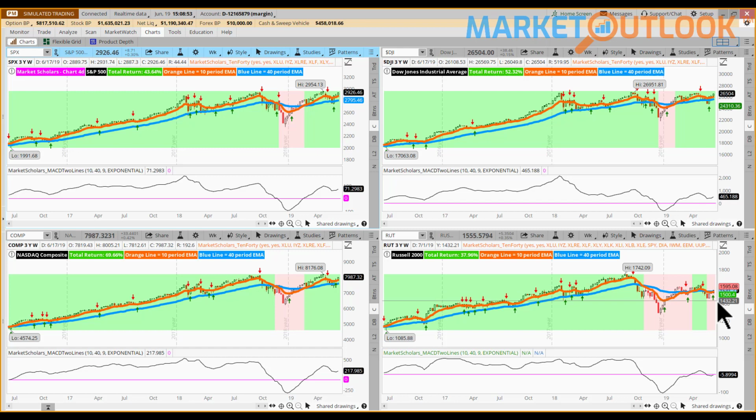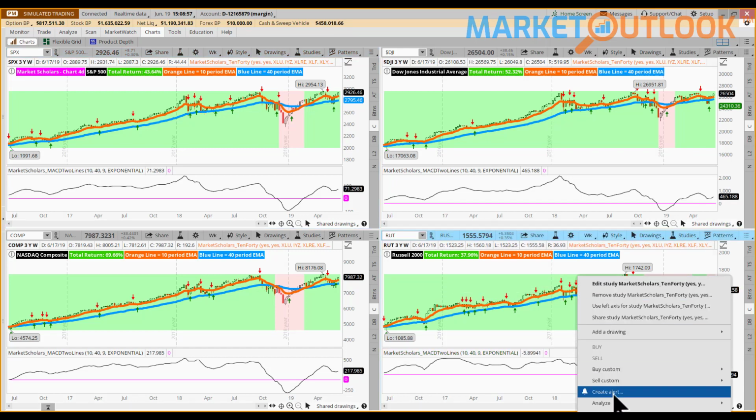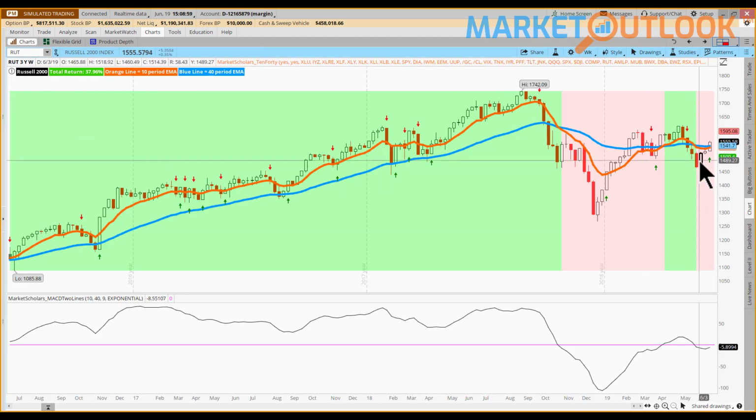However, the Russell 2000 has had 3 really nice weeks in a row. If I were to right-click on that and go to maximize, you can see that this is currently part of the 3rd straight up week for the Russell 2000, and notice that the Russell 2000 is right now not only above the orange line, which is the 10-week moving average, but it's now above the blue line, which is the 40-week moving average. So remember, the background colors change based upon the crossover of the moving averages themselves.